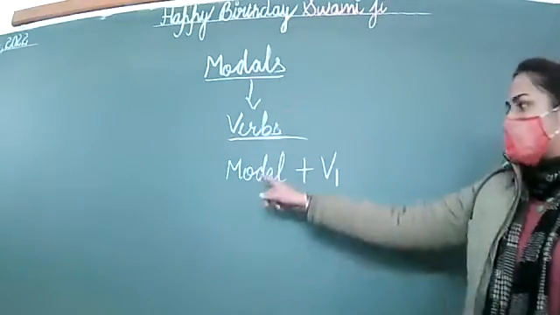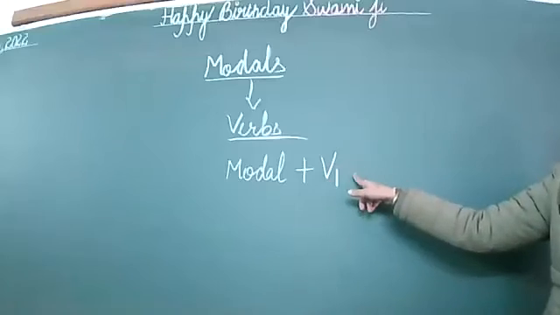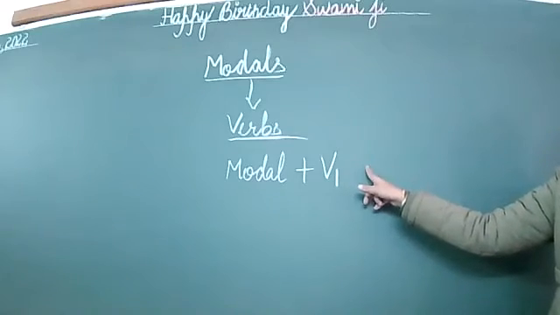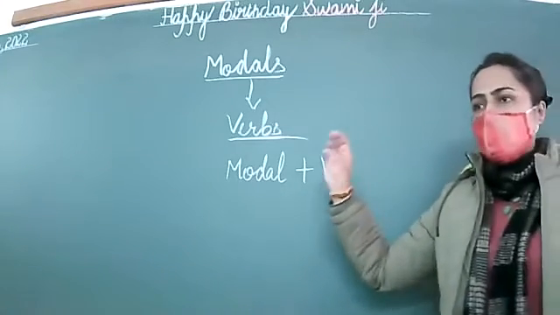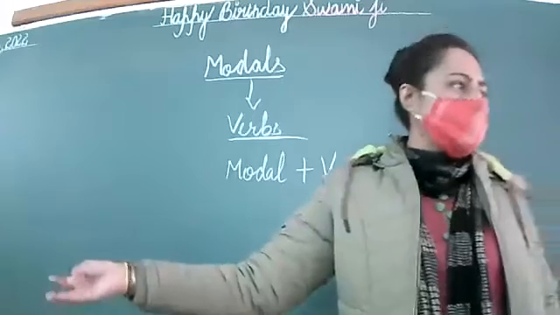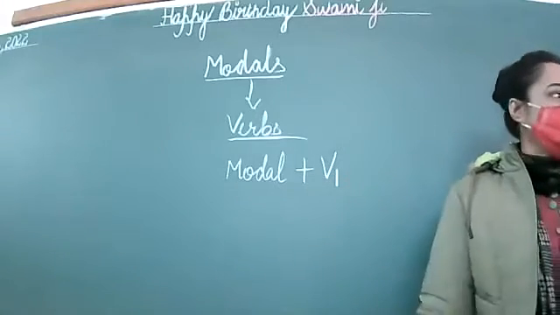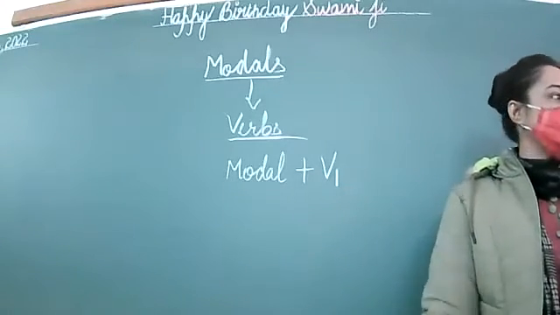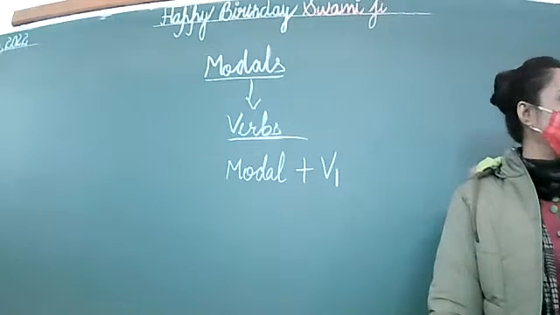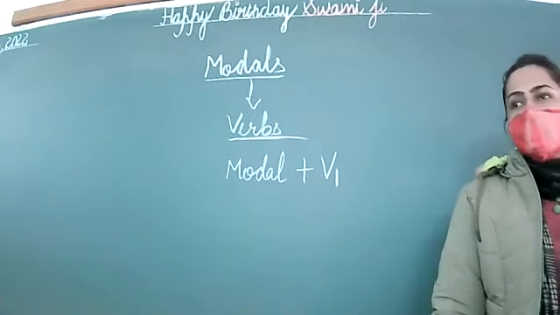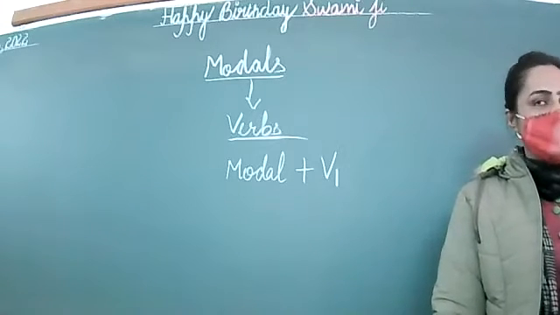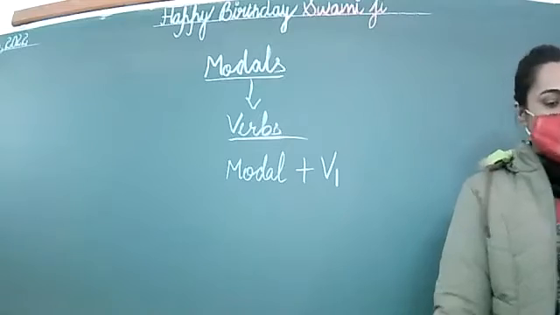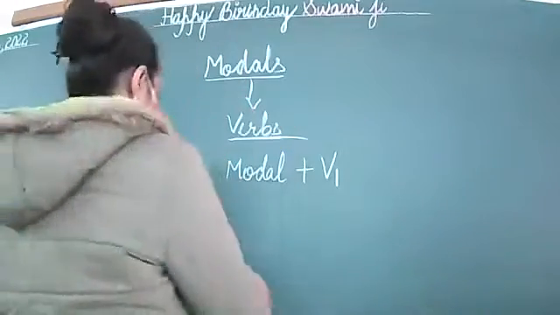Done. Structure, model plus first form of the verb. This is important. Is it okay? List of models: can, could, shall, should, will, would, ought to, may, might, must. Then would, should. I think you are just repeating now.